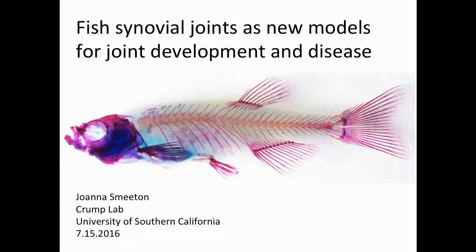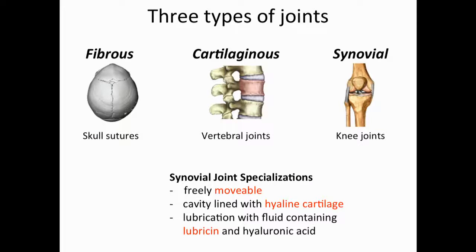Hi, good morning. I'd like to tell you a bit about a project I've been working on for the last couple of years, looking at the evolutionary origin of synovial joints in fish, and how we can use this newfound molecular and functional evidence for synovial joints in fish to model joint development and disease. So first off, I'd like to start with a brief introduction on the different types of joints that you can find in the skeletal system.